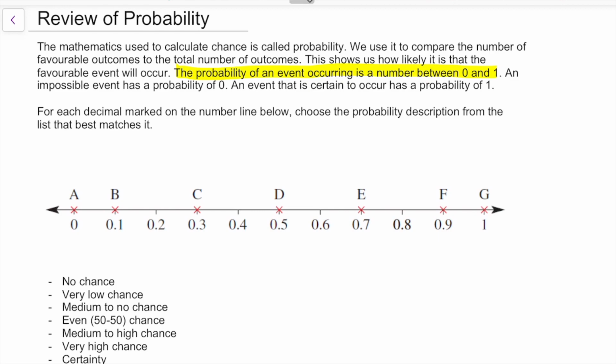All right. So we can write these all out as a fraction. So they can all be written as a fraction. It can be written as a decimal. And it can also be written as a percentage.